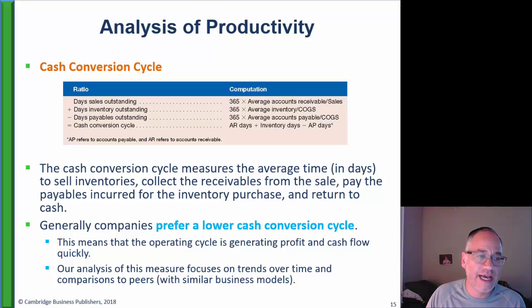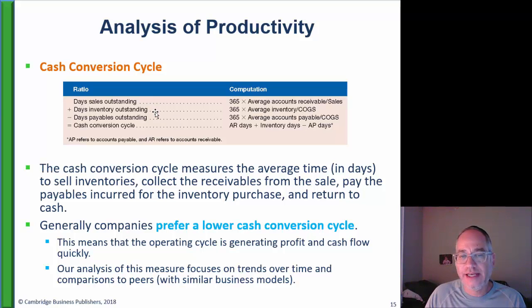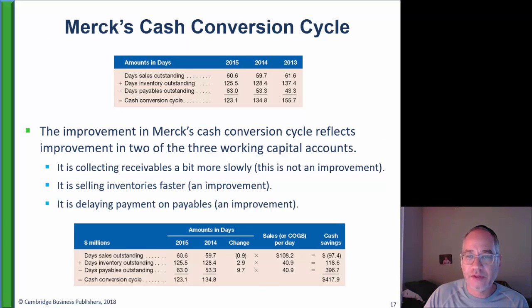We also have what's called a cash conversion cycle. So you would take the days sales outstanding plus the days inventory outstanding minus days payable outstanding to get the cash conversion cycle. So an example of this here would be Apple, which we saw before. And here is Merck, which is a little more reasonable.